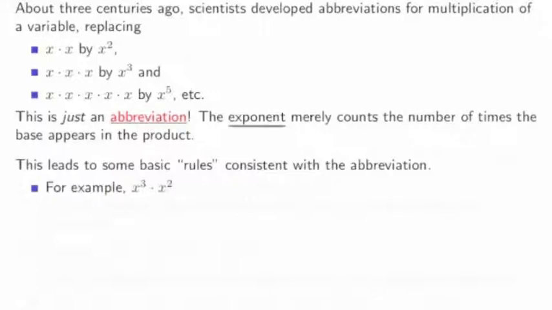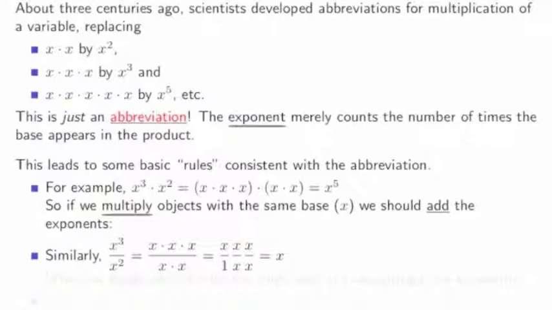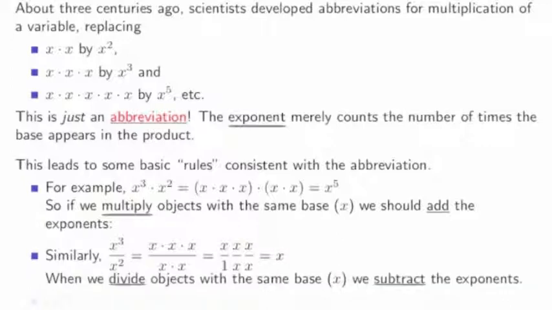For example, if we multiply x cubed times x squared, then what we really mean is x times x times x times x times x, which is x to the fifth, since there are 5 x's involved in this multiplication. So if we multiply objects with the same base, we should be adding the exponents. In the same way, x cubed divided by x squared is x times x times x divided by x times x, and we can cancel out 2 of the x's, top and bottom, to get x, and so when we divide objects with the same base, we subtract the exponents.